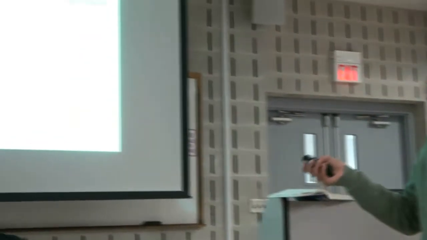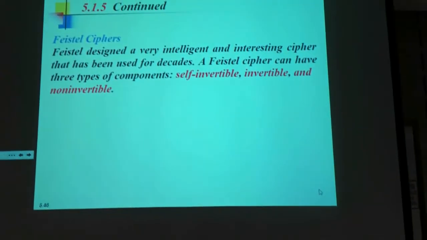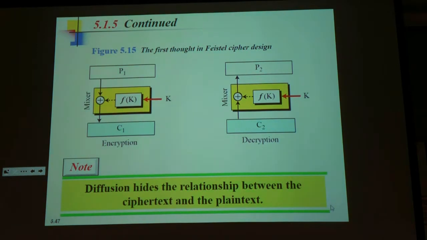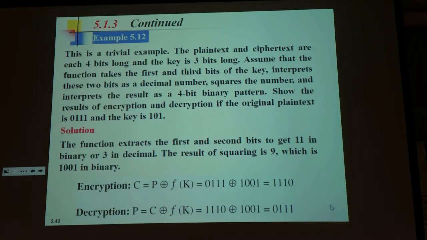For non-Feistel, it uses only invertible boxes. So in here, for example, in the first thought in a Feistel cipher, you have a plain text. So in here, the mixer. The mixer is self-invertible, because you do the encryption, then the same thing, you go back, we're going to use the inverter. So diffusion hides the relationship between the ciphertext and the plain text.